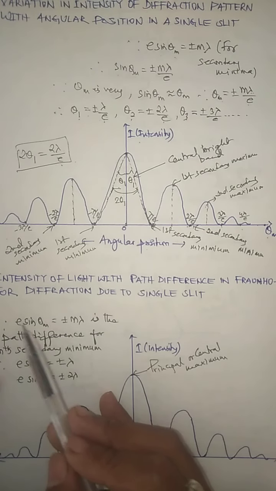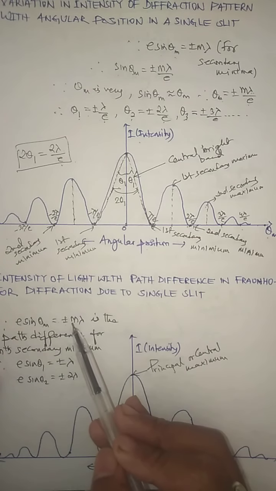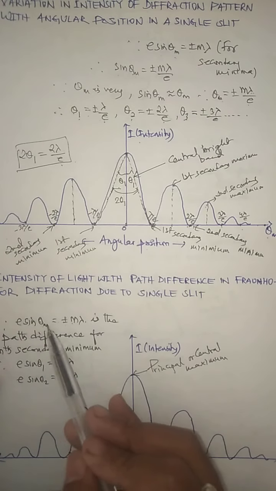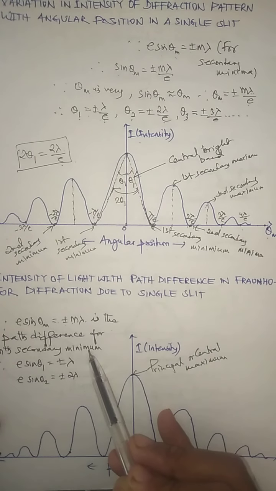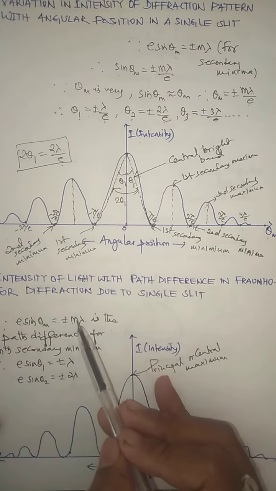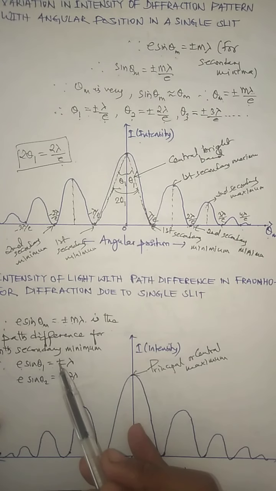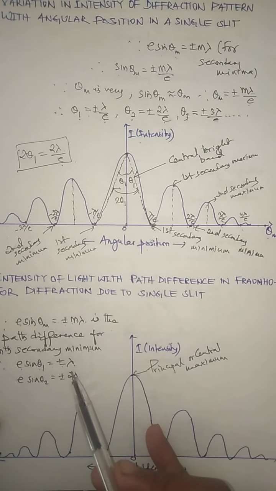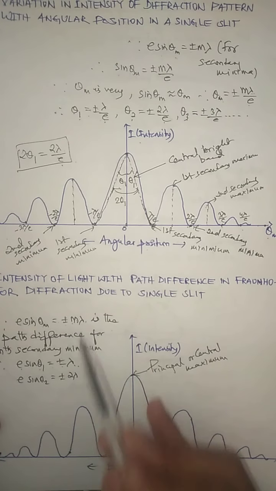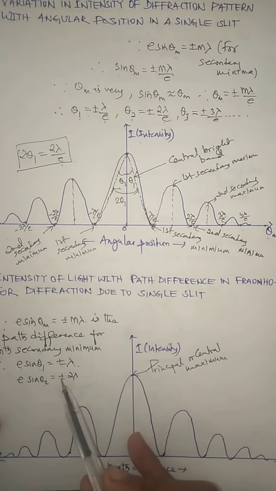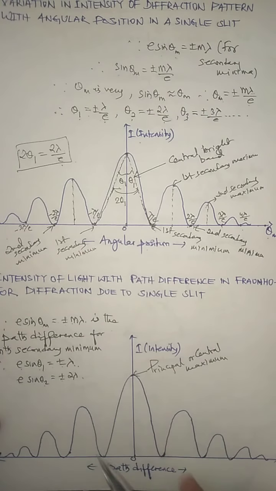And in order to measure this, let me follow this one. The path difference is e sin theta m equals plus minus m lambda. So what is this? This is the path difference for the mth secondary minimum. If I put m equals 1, then e sin theta 1 equals plus minus lambda, and this is the path difference for the first secondary minimum. Similarly, if I put m equals 2, then e sin theta 2 equals plus minus 2 lambda. So it will go on and on.